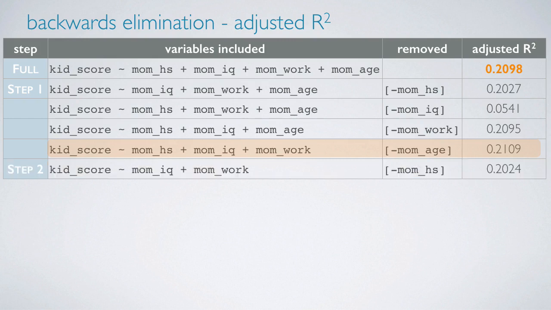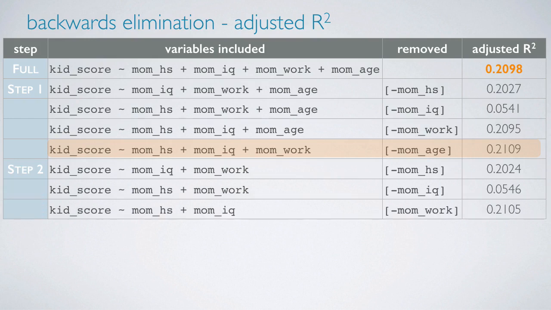Next, we move on to the second step, where we once again try removing each one of the variables one at a time. And we can see that none of these options actually yield an increased adjusted R-squared. Therefore, our final result is going to be the model that predicts kids' cognitive test score from mom's high school status, mom's IQ, and the work status of the mother.